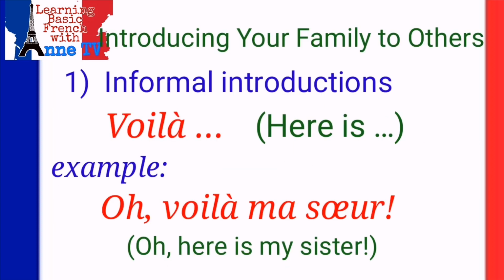And here are some phrases we use in introducing your family to others. When having visitors over to your family's home, or if you run into someone you know on the street while with a family member. Let's start with the informal introduction. Voilà. Voilà means here is. This would be used in a situation when you are surprised to see someone. For example, you weren't expecting a family member to walk in at that moment. You use voilà as a quick announcement of their arrival. Oh, voilà, ma sœur. Oh, here is my sister.